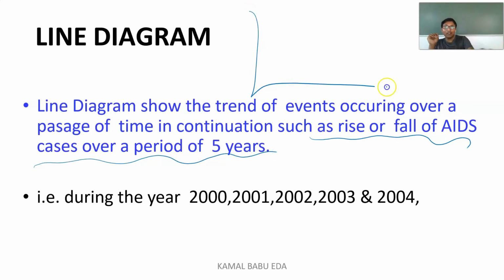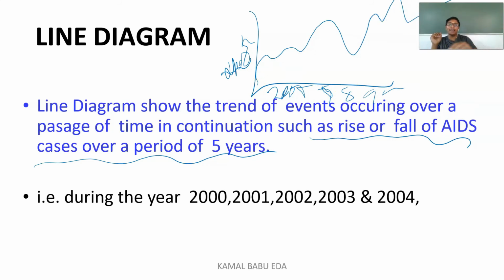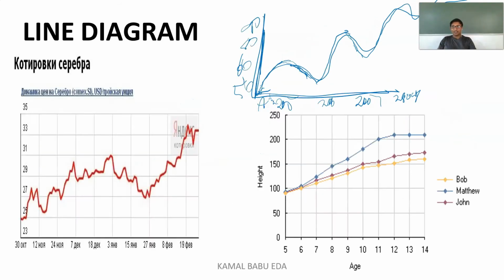So simply you can keep it like this. The number of cases you can write over here, and the years, 2005, 7, 8, 6, 9, like that. Based on the numbers you can draw a line, and we can easily find out the frequency, the fluctuation rate in the disease condition.